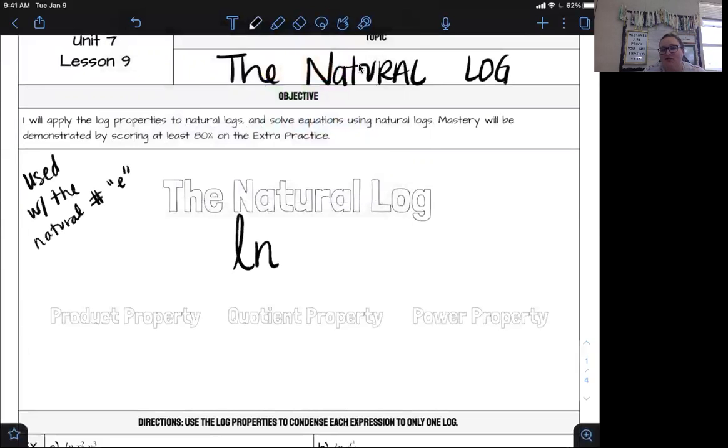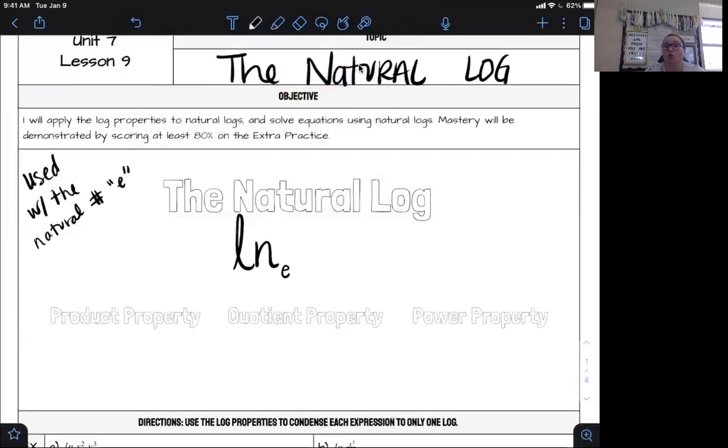And I always write it as a cursive L because if you write ln like that, it looks like 1 times n. You don't want to get confused. So it's common practice to write the L as a cursive L. Anytime you see the natural log, it is always base e. But we don't write base e.